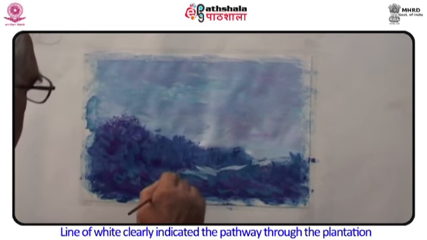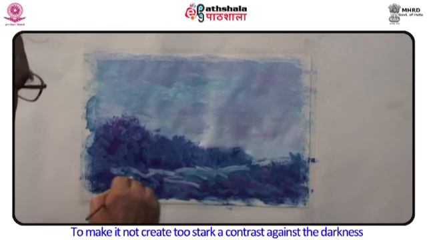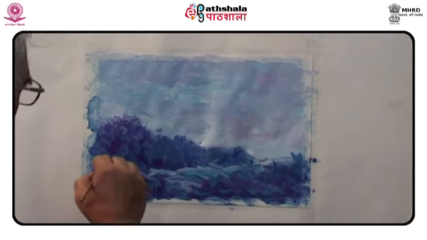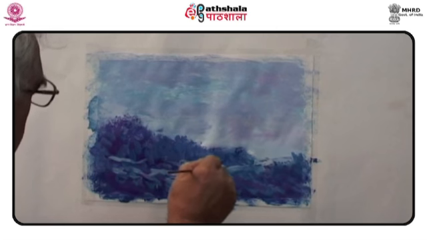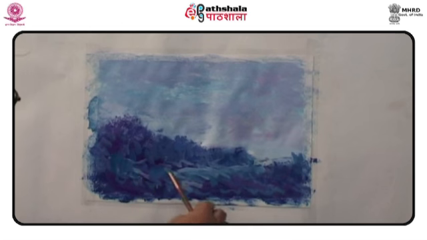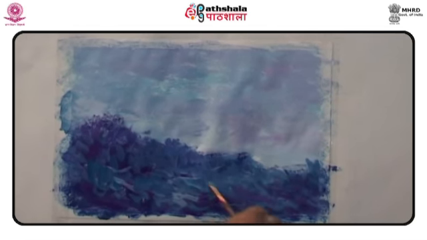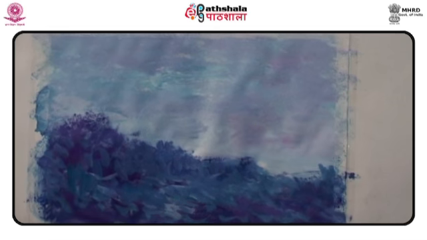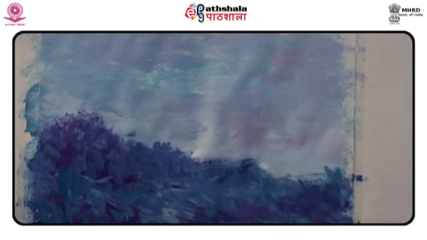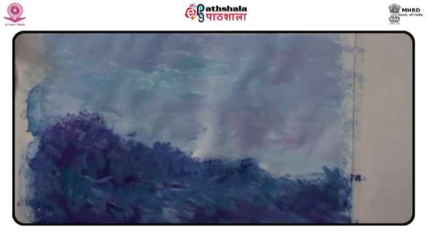A line of white clearly indicates the pathway through the plantation. To make it not create too stark a contrast against the darkness, there is another possibility of mixing it with the blues. One cannot imagine how many times an artist might feel the need of applying light over dark and again dark over light, as per the need of the aesthetic moment.